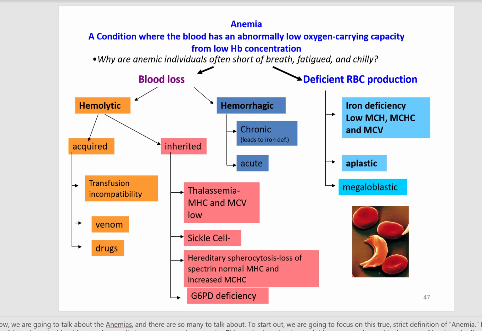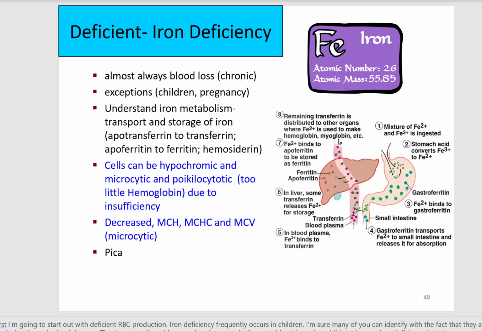And anything that is referred to as a deficient red blood cell production will be in a light blue title. I will start with the light blue title. Let's start with iron deficiency. This is a type of deficient red blood cell production.